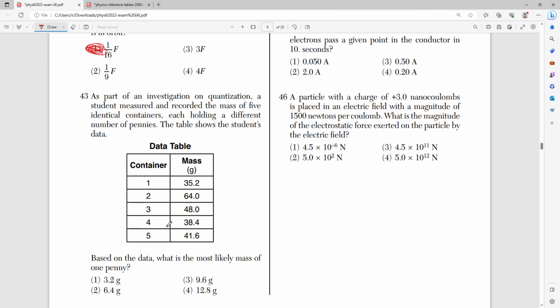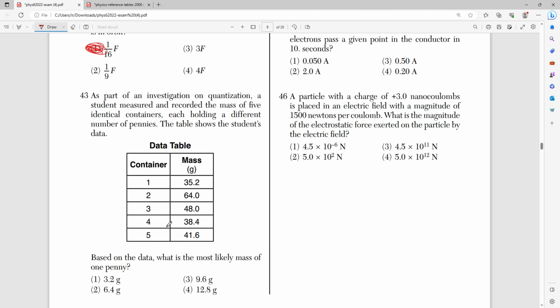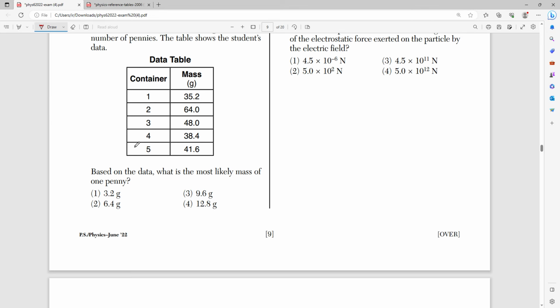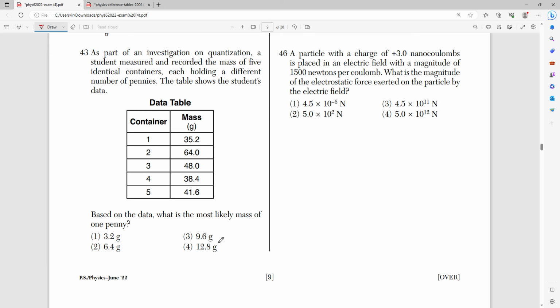So that's all. Moving on to number 43, it says, as a part of an investigation on quantization, a student recorded the mass of 5 identical containers, each holding a different number of pennies. The table shows the student's data. Based on this data, what is most likely the mass of 1 penny? Just think about this. It doesn't matter what they give us in the data table.